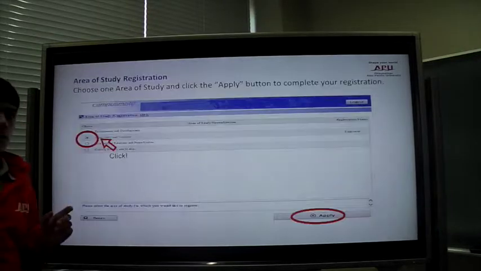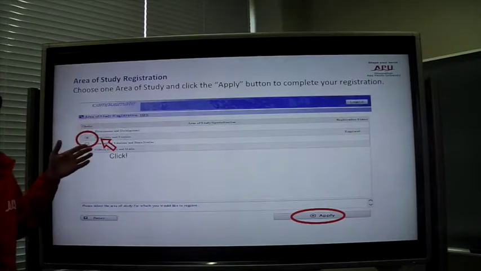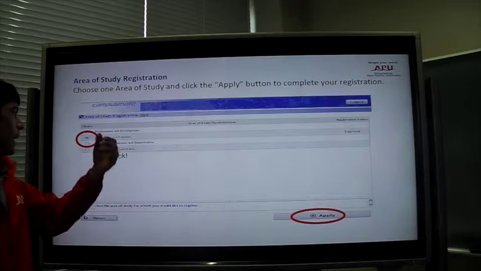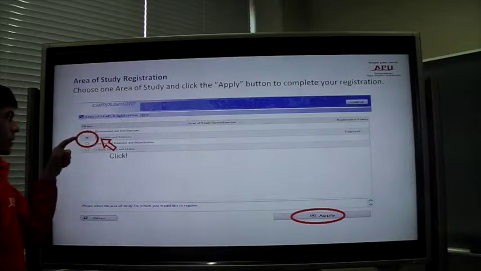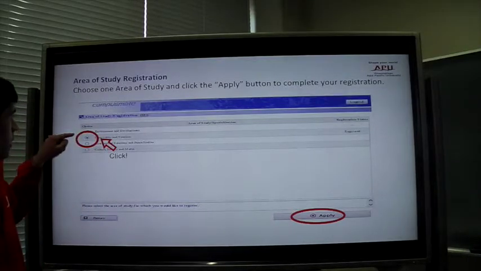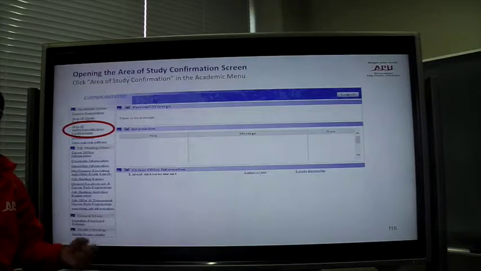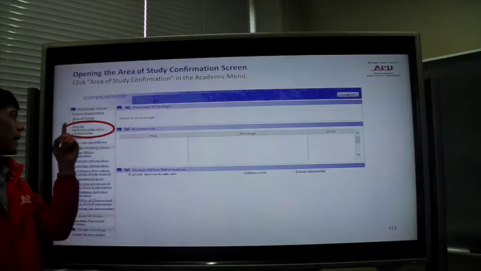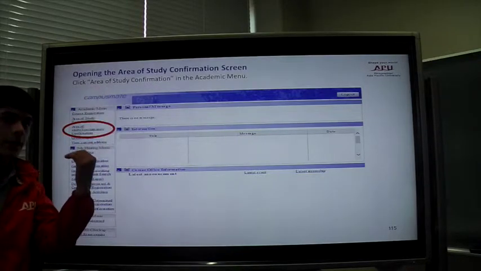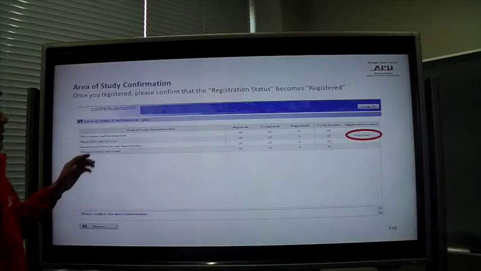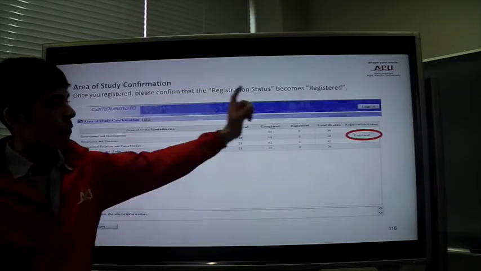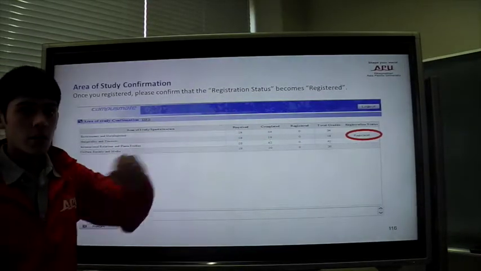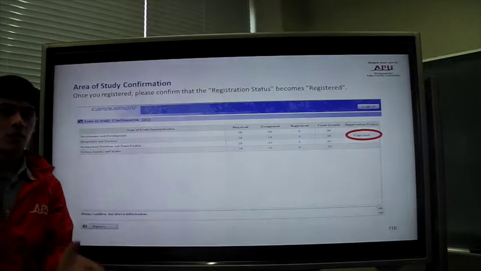So click on it. Once you click, you will see the 4 areas of study on APES, like environment, development, hospitality and tourism. And for example, I'm choosing hospitality and tourism. Click this circle and click apply. And once you click, it will be chosen, but to make sure, you go to the area of study confirmation, the link just below the registration. After you click it, the place you have to check is over there, the registration status. So hospitality and tourism is registered, so it means that it's done, that you registered for your area of study.